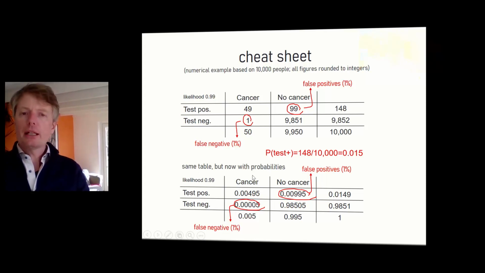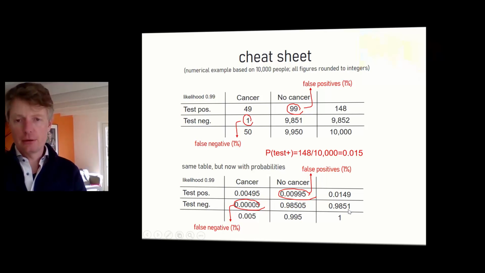Actually below here I have the same table, but now I put them in terms of probability. Some students find it easier to think in terms of probabilities directly. So if you are one of those, then this is the table to go for. But it's basically the same information.